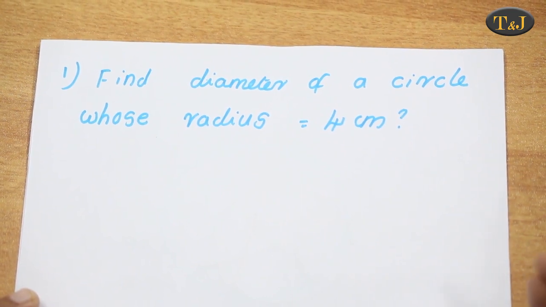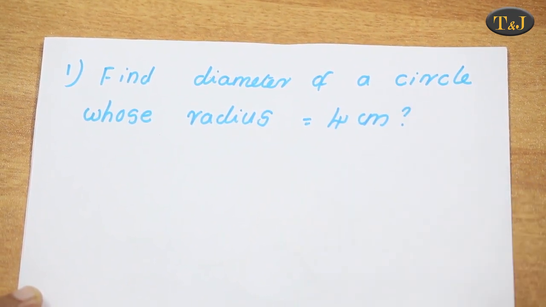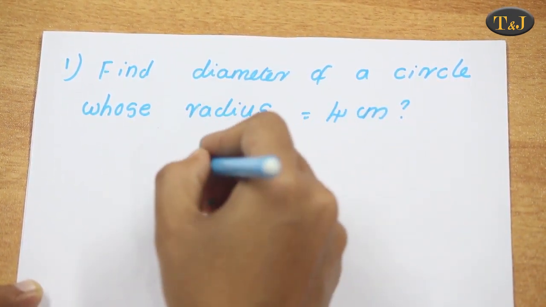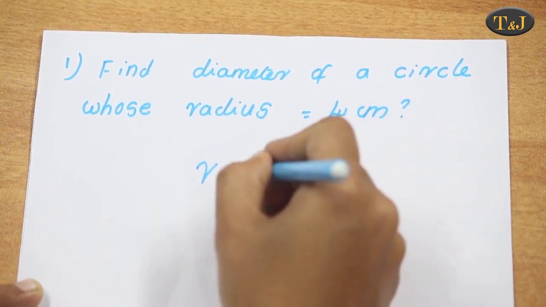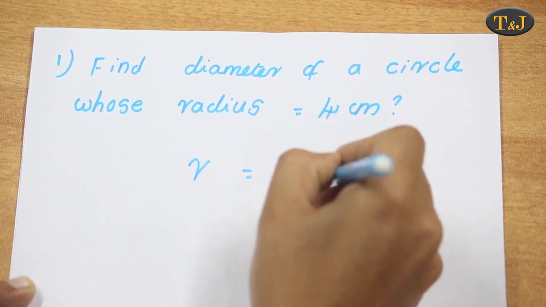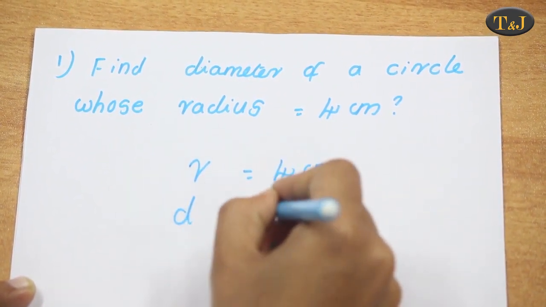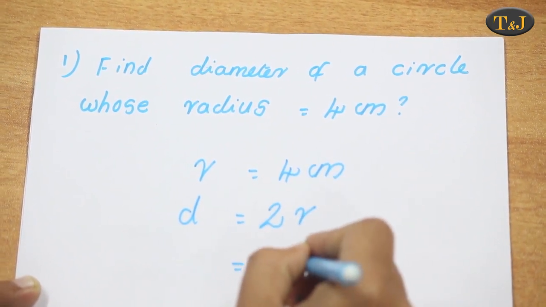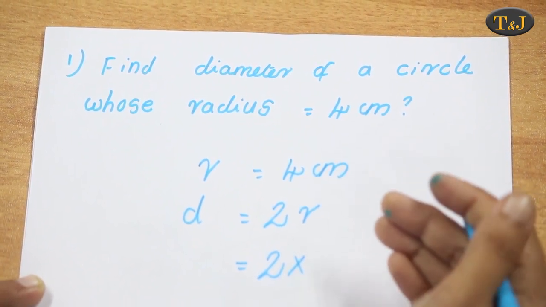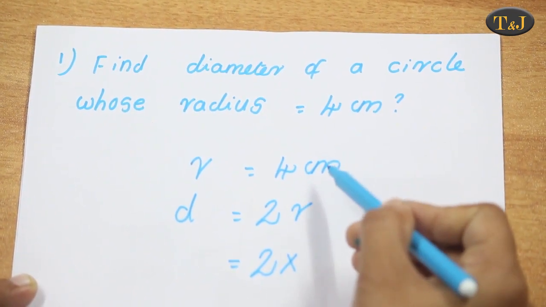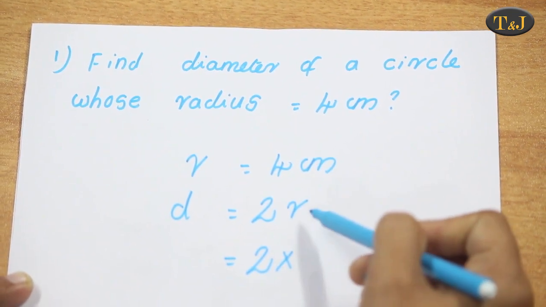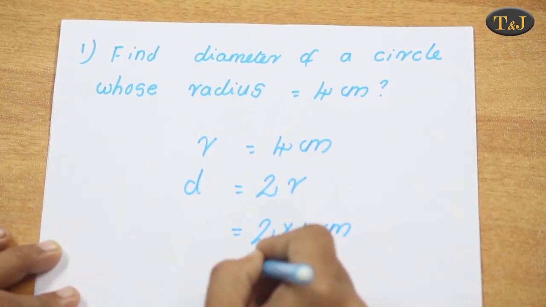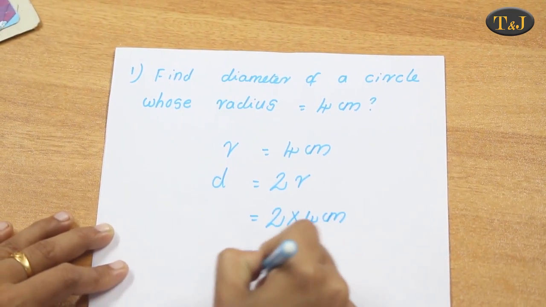Then next section, find the radius given that diameter equals 4 centimeter. Then using the formula diameter equals twice the radius. First we have to write the radius, denoted by the letter R. R equals 4 centimeter. Our formula: diameter equals twice the radius, that means 2 times radius, 2R. Here given R equals 4 centimeter, so we substitute in the place of R. Then 2 into 4 centimeter. Then we know that 2 fours are 8. So we get diameter equals 8 centimeter.